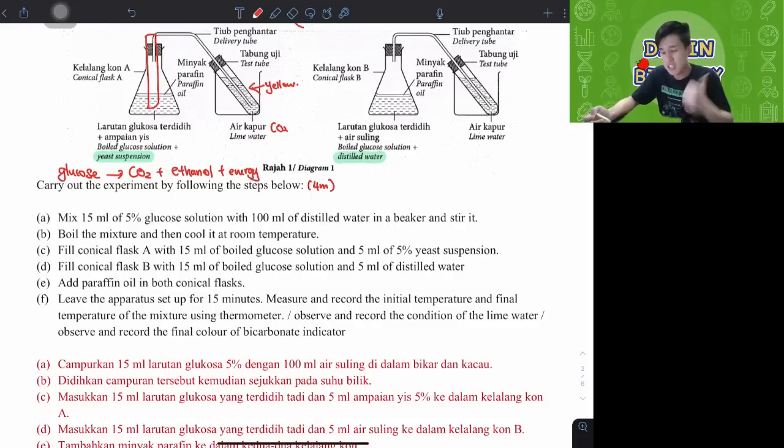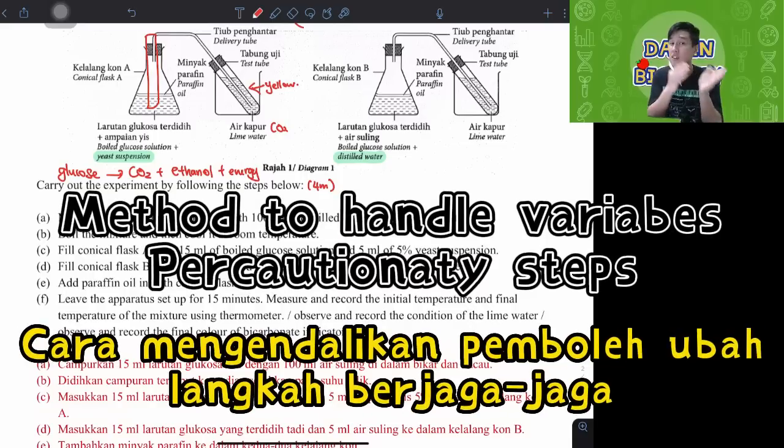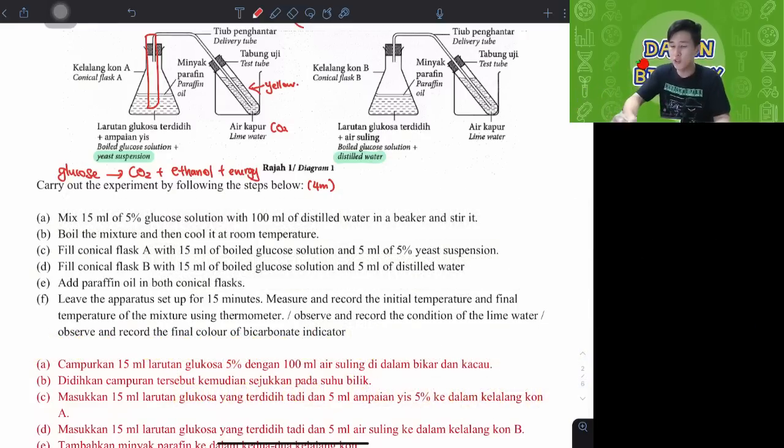Actually, let me tell you, in order to get these 4 marks, they always will say your procedure should include method to handle variables and also precautionary step. Cara mengenali pemboleh ubah and the langkah untuk berjaga-jaga. So you have 3 variables, so that will be your 3 marks. You must mention how you handle the 3 variables plus 1 precautionary step. So that's how you get the 4 marks.